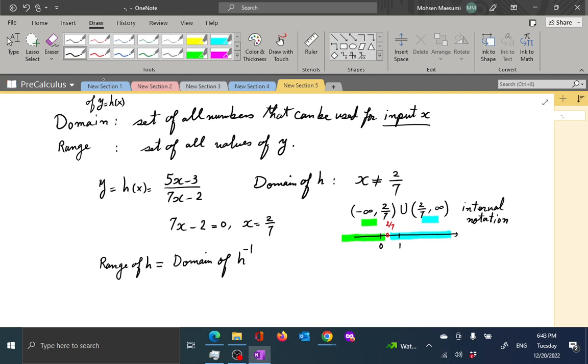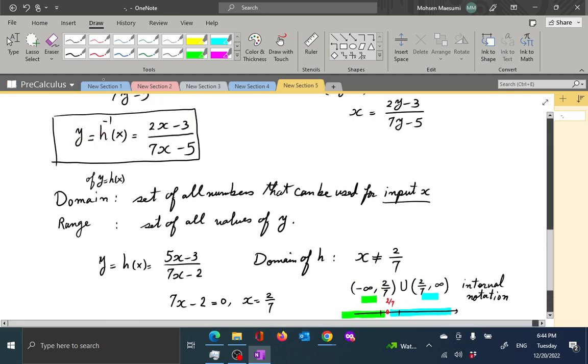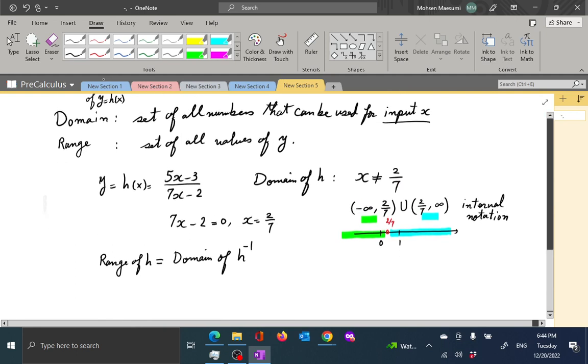Well, if you ask me whether a certain y is in the range or not, I put that number here and try to find x for it. If I succeed, that y is in the range. If I don't succeed, it means that y is not in the range. We have already automated all of this. We have h inverse. Let me write it.